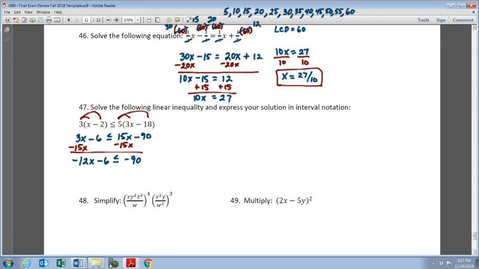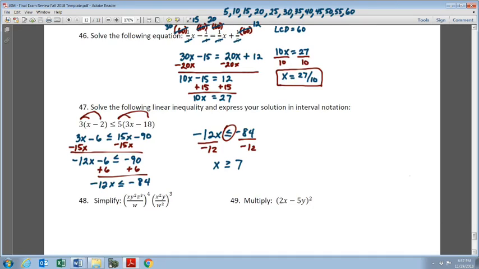And it's going to take 2 more steps here. To get x by itself, we're going to need to add 6 to both sides. And then notice at this point, I'm going to go ahead and rewrite it up here. We need to divide each side by negative 12. And when we do that, we are dividing both sides by a negative, so we're going to have to switch the symbol. We get x is greater than or equal to 7.